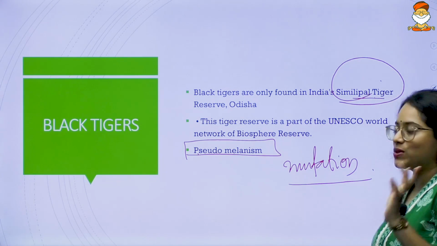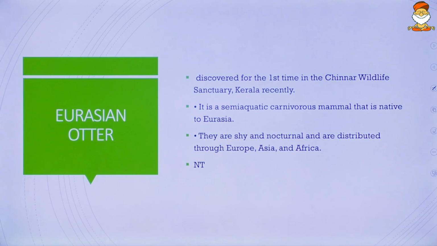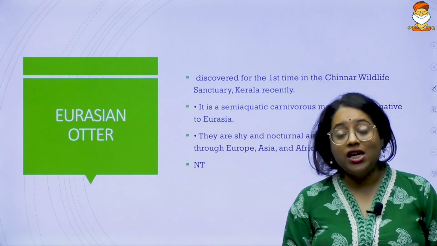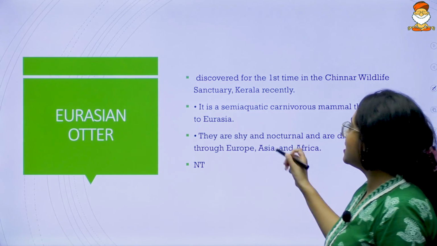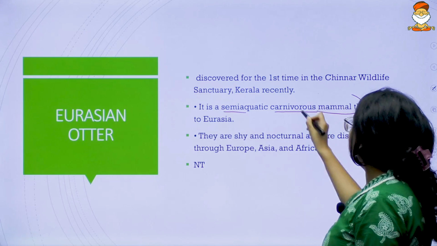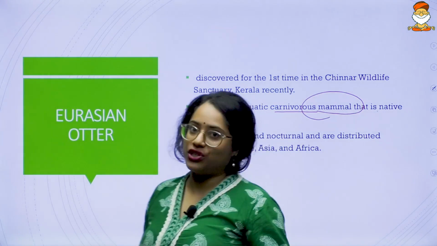Okay, so that is what was there in the news. The next species that we have to discuss is the Eurasian otter. The Eurasian otter is a semi-aquatic carnivorous mammal that is native to Eurasia.